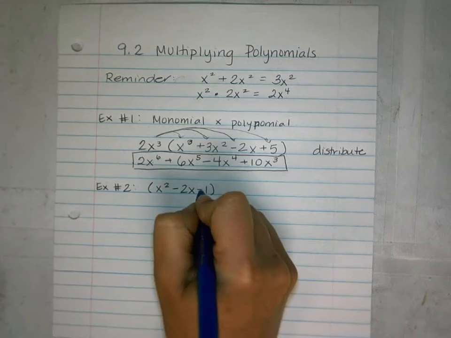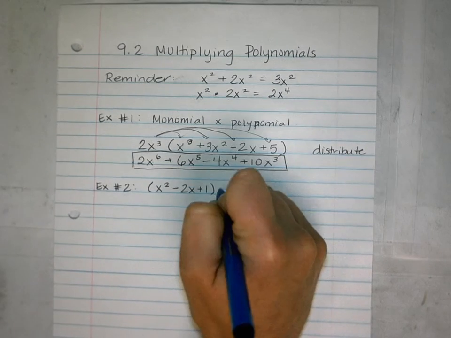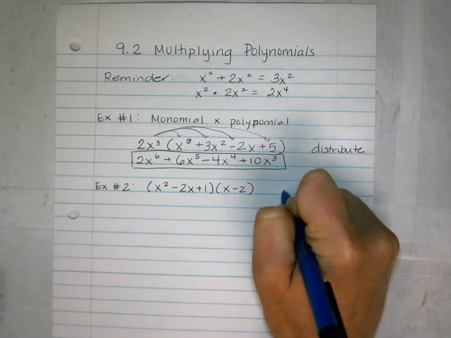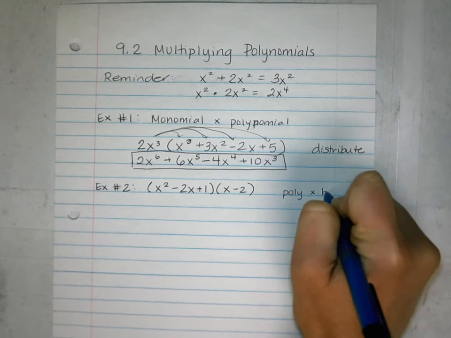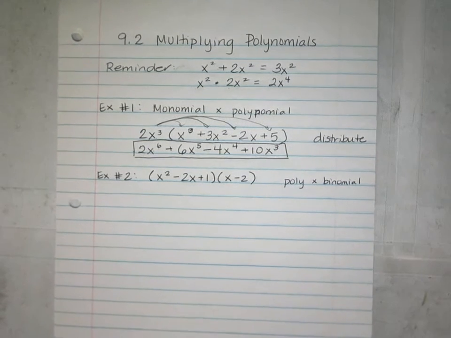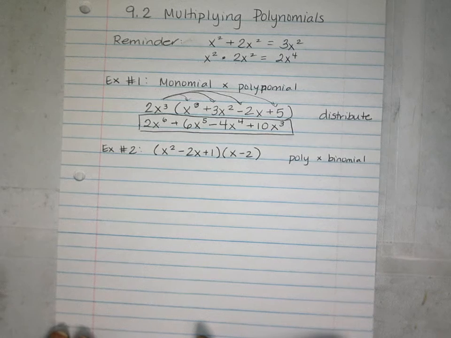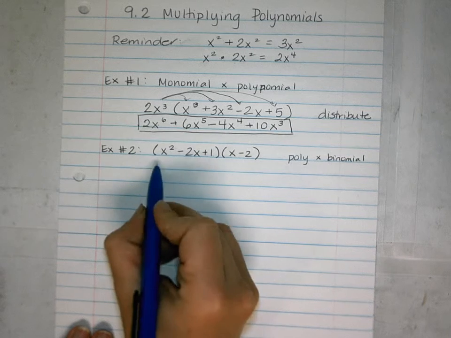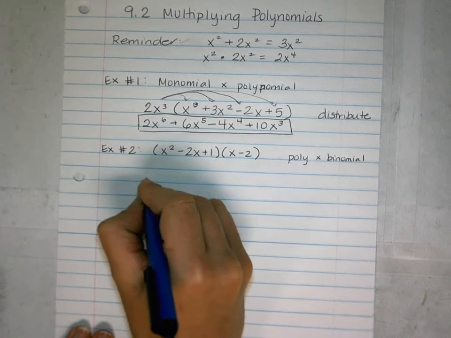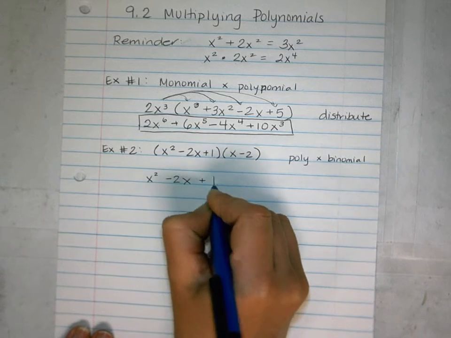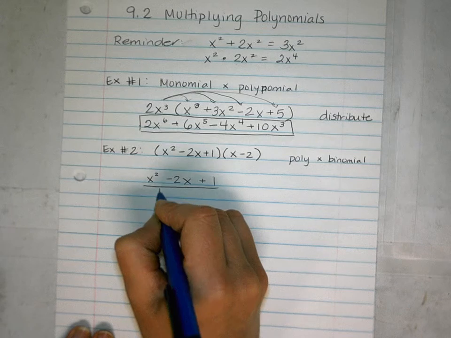Let's do plus 1. I'm going to change that to plus 1 times a binomial. So this is x minus 2. So this is a polynomial by a binomial. Really doesn't matter. Technically, you can use this method with any combination of polynomials. This is called the table or the box method. So we're actually going to create a little box. It doesn't matter who you put on the horizontal. So I'm going to put x squared here, the negative 2x here, the positive 1 here, and then I'm going to make a little box.